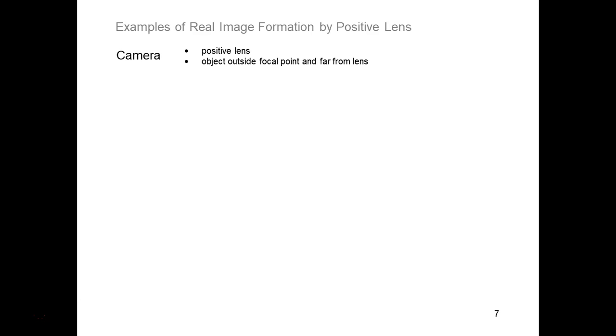So these two that I'm going to talk about today, they're both going to use real image formation by a single positive lens. Now the camera, what we're going to do is place the object outside that front focal point, to the left of it, but relatively far from the lens. So something like that. When I say camera, you should think, okay, single positive lens, object is relatively far away. I've indicated the focal points of my lens, both the front and the back. Here's where we see the usefulness of the front focal point. It's again a reference point for where the object is.